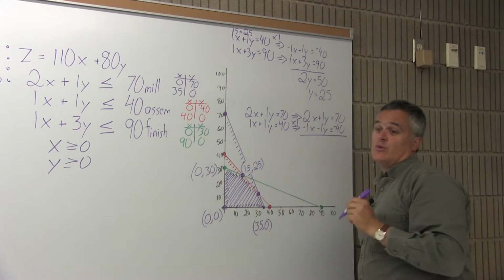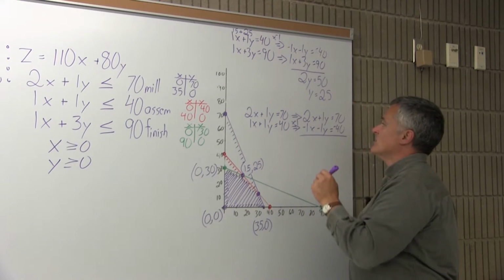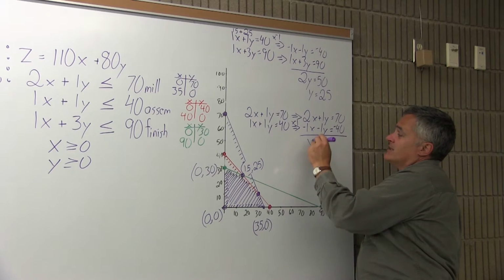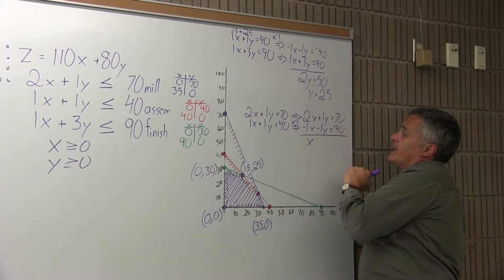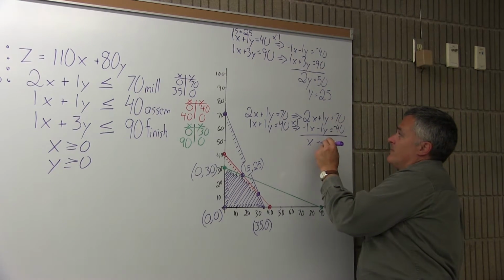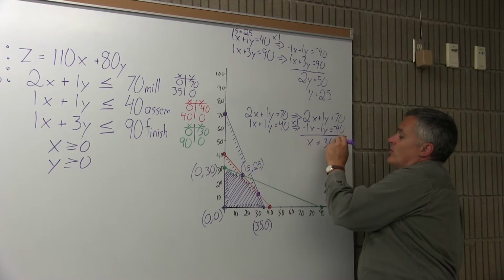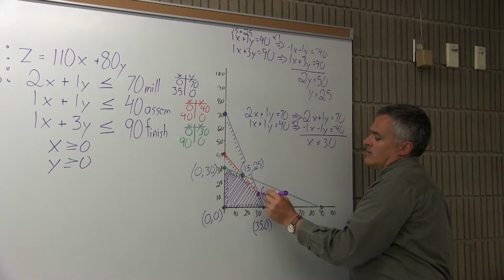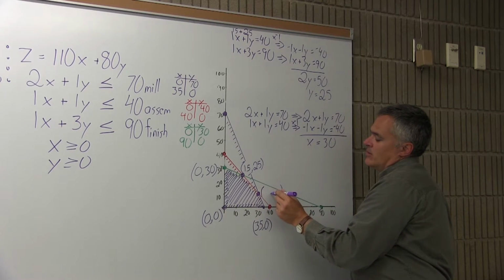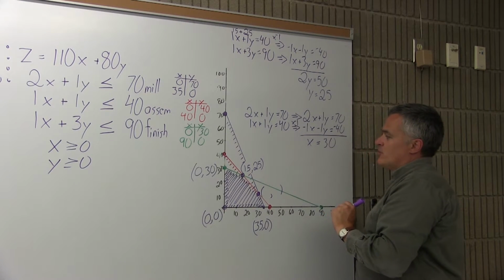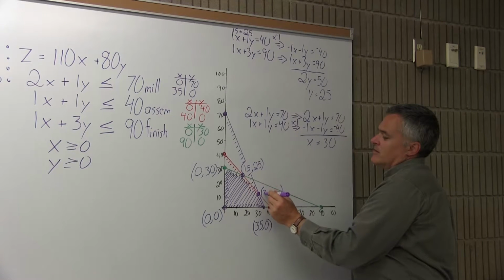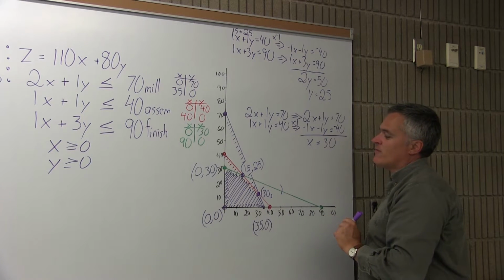Now I've made two new equations which I want to combine. And when I do, 2x and negative 1x will be x. Positive 1y, negative 1y just cancel. And then positive 70, negative 40 is 30. So the corner point of my feasible region that I'm working on currently has an x coordinate of 30.